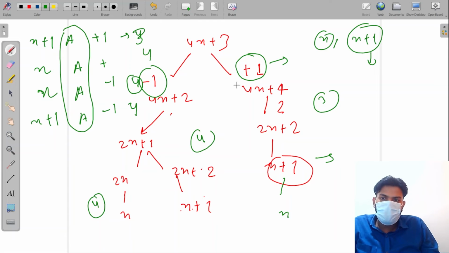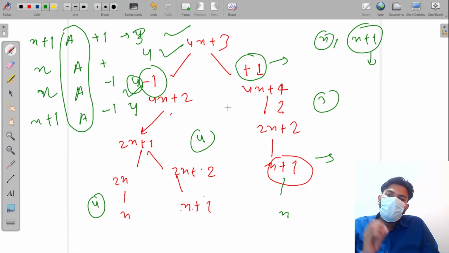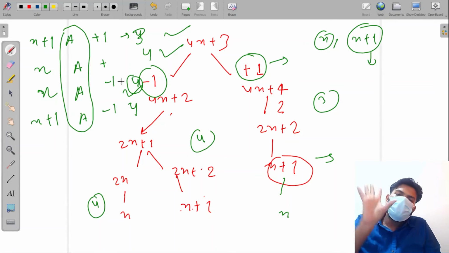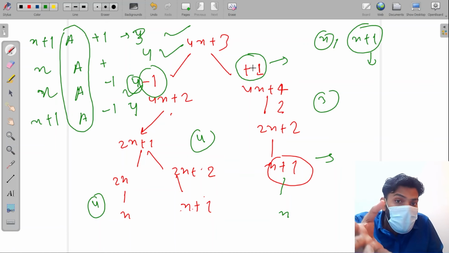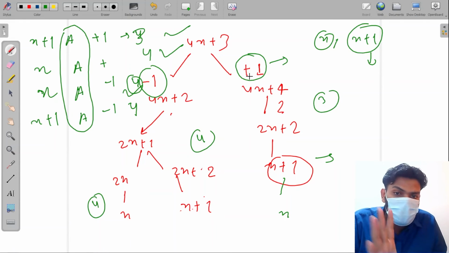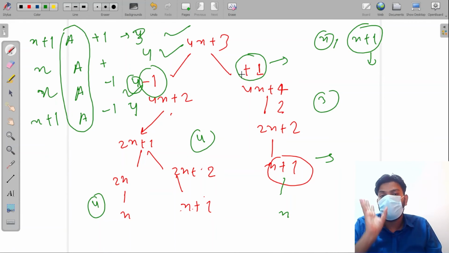If x plus 1 is advantageous, then it takes only 3 steps, so it will be better. If x is advantageous, then it will take 4 steps, and the other will also take 4 steps. So what is better according to you? Plus 1 is better. Why? Because it is valid in both cases. It gives a perfect answer in both cases. So plus 1 will be a better approach. I hope you understand.